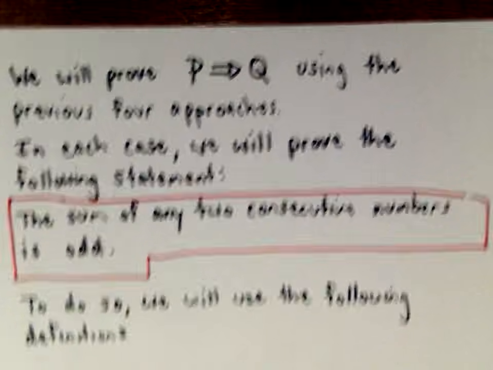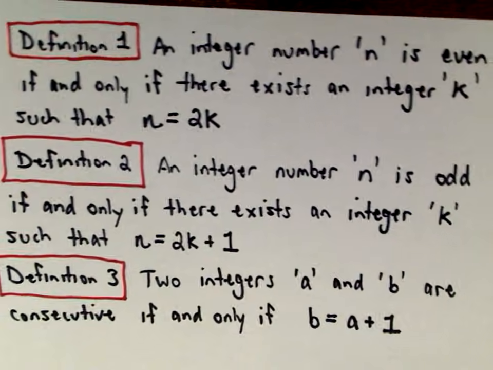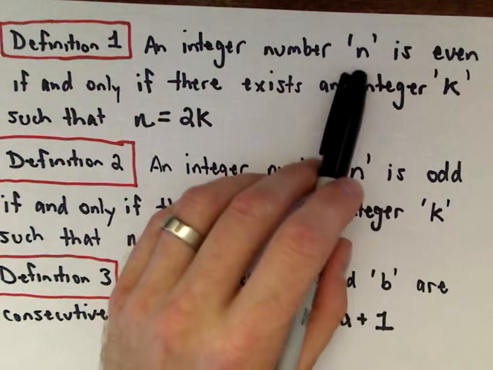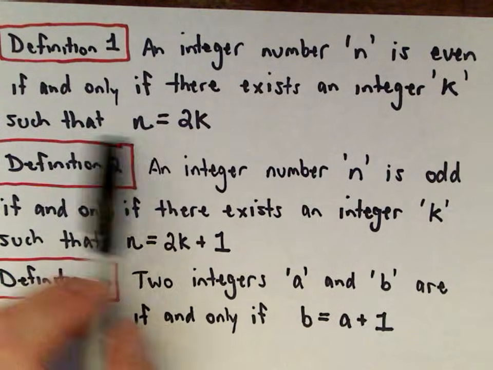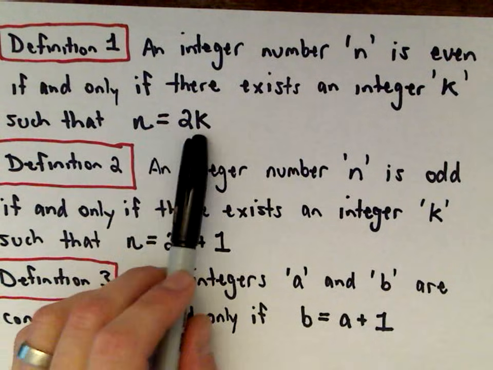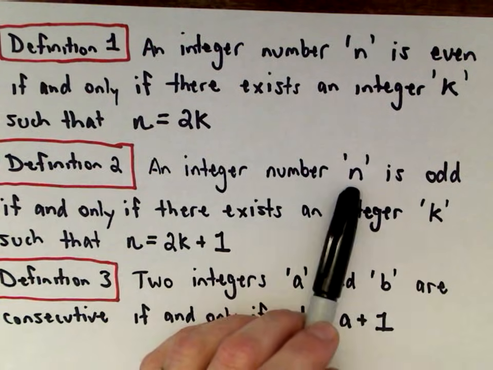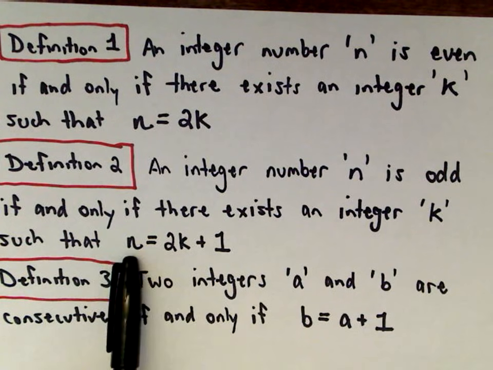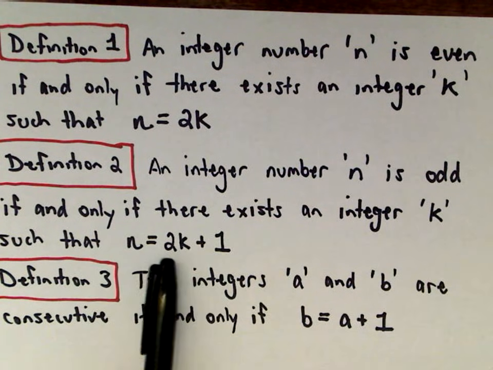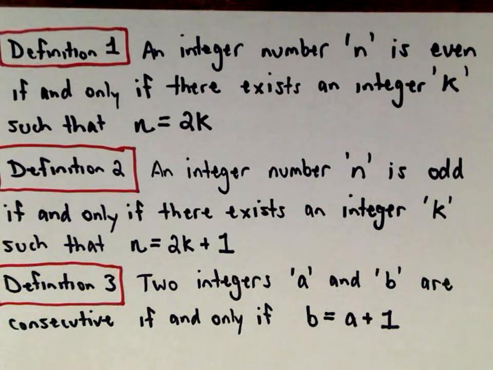And to do that, we're going to use some definitions. Definition 1: an integer number n is even if and only if there exists an integer k so that we can write that number as n equals 2 times k. Definition 2: an integer number n is odd if and only if there exists an integer k such that we can write n as equal to 2k plus 1. That's going to be the definition of an odd number.